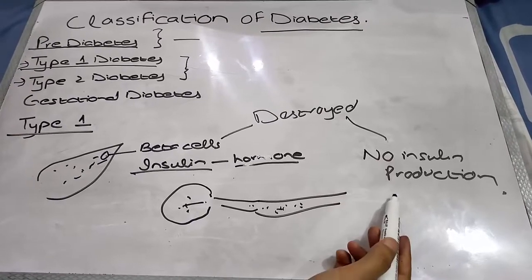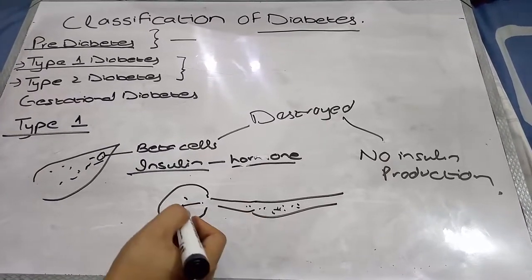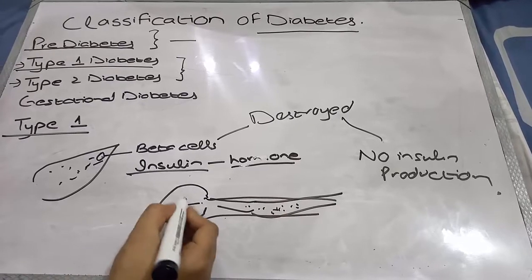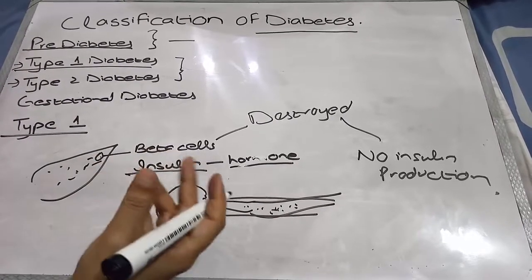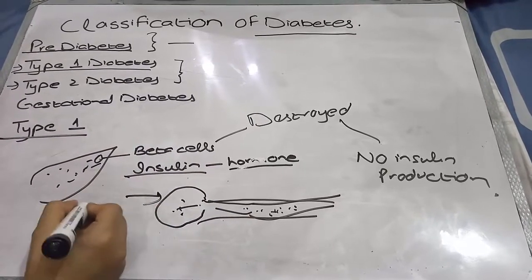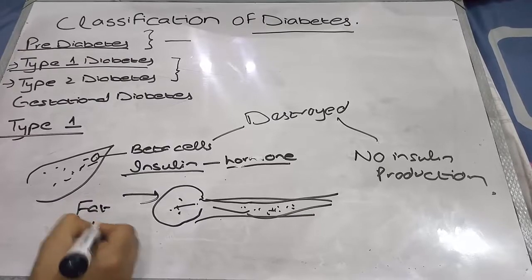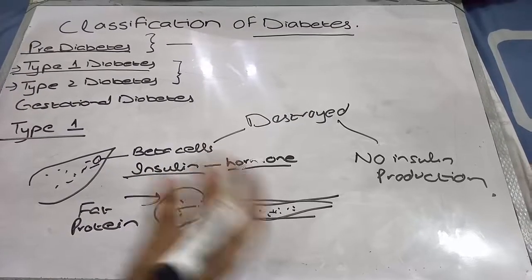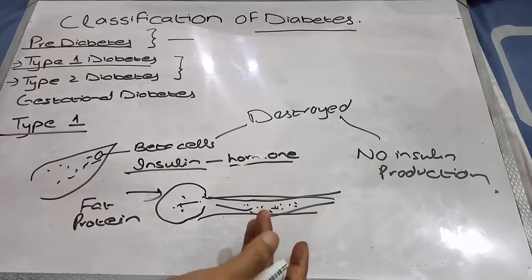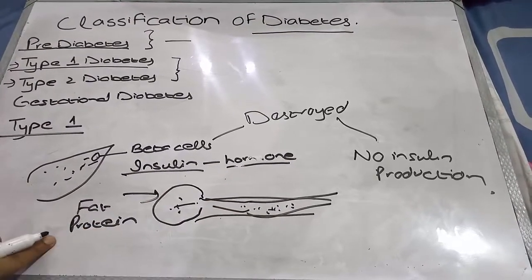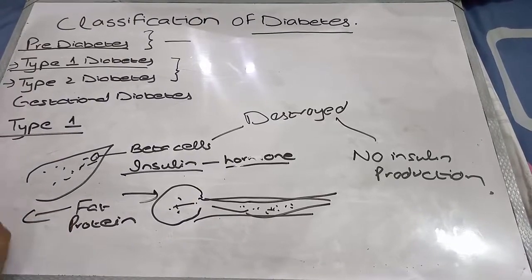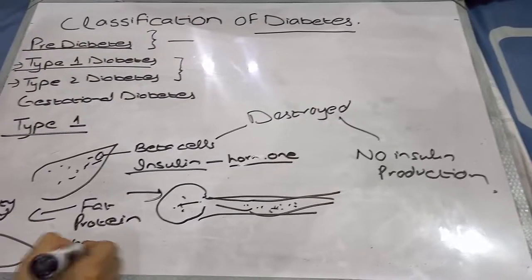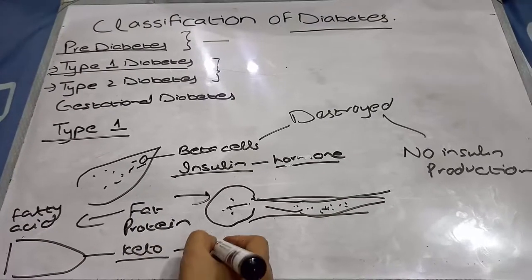So obviously, if you don't have insulin, the glucose from your blood won't travel inside the cell, and it will remain in the vessels. As a result, these cells will starve of energy. If they don't get glucose, they will starve of energy, and they will begin to break down fats and protein. It will give a signal to the brain that I'm not receiving enough energy to perform my activities. So in an alternate pathway, it will begin to break down fats and protein. The fats will convert into fatty acids, and these fatty acids in the liver will form ketone bodies, and these ketone bodies will cause acidosis in your body.